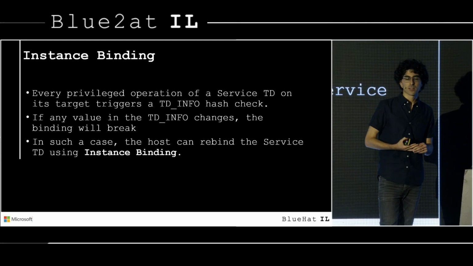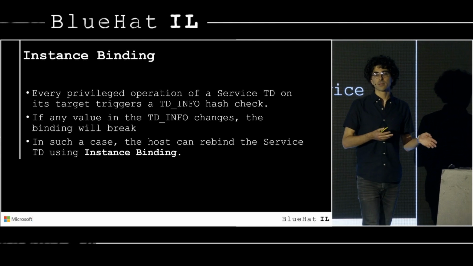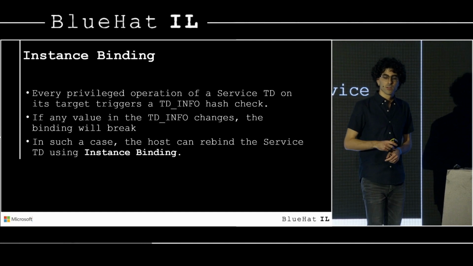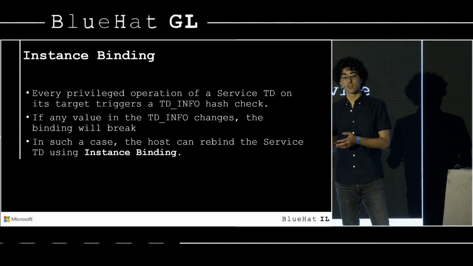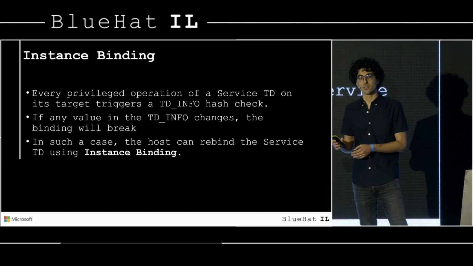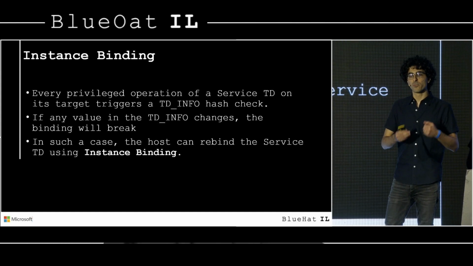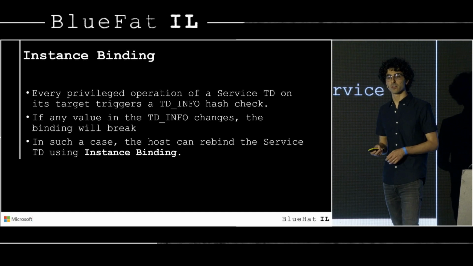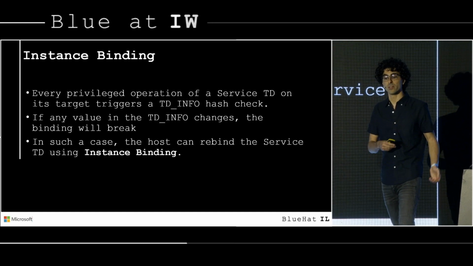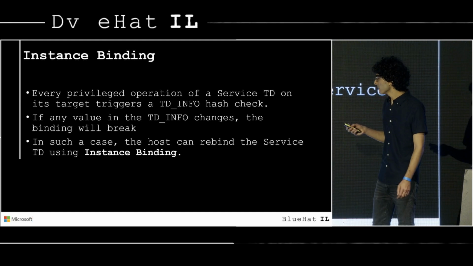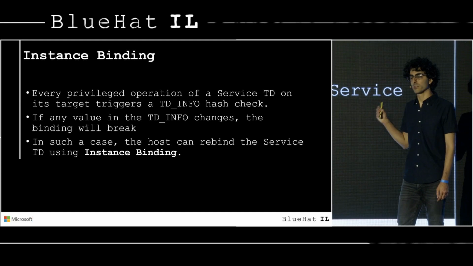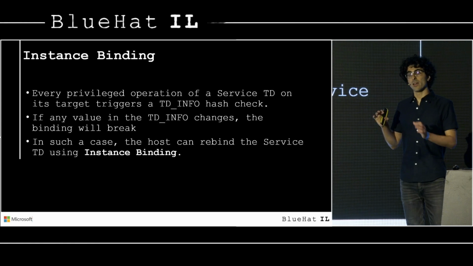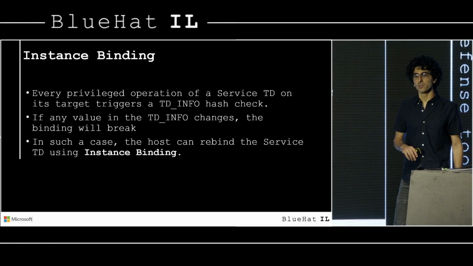Now, the host can't simply bind that service TD again to that already running TD, because the TDX module only allows binding a service TD to a target TD before the target TD is first launched. Otherwise, it won't be reflected in the attestation report that could have been already sent. So instead, what the host can do is use instance binding in order to rebind the service TD, as long as it was already bound in the past.